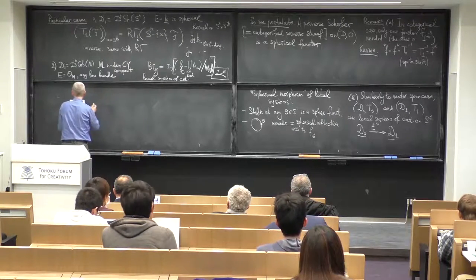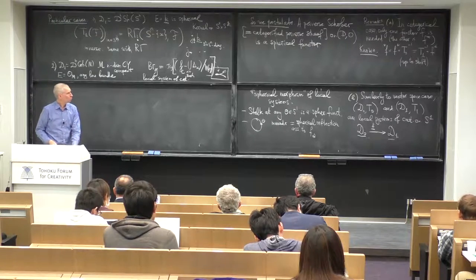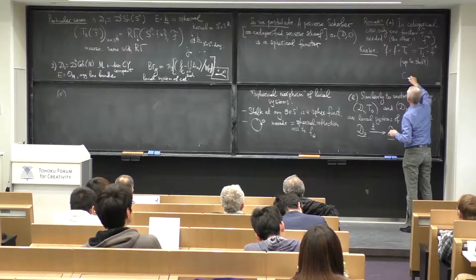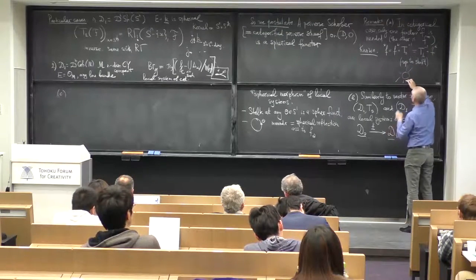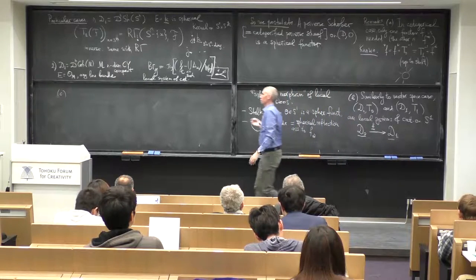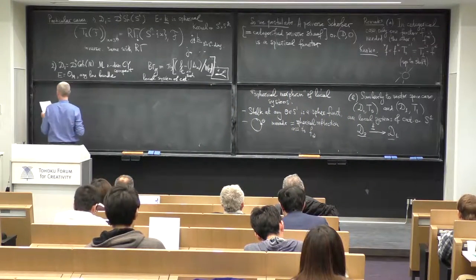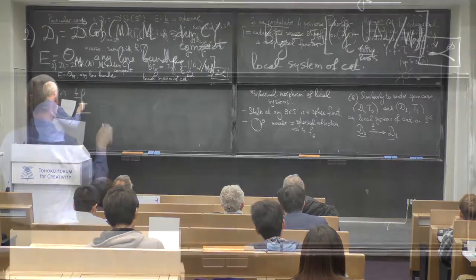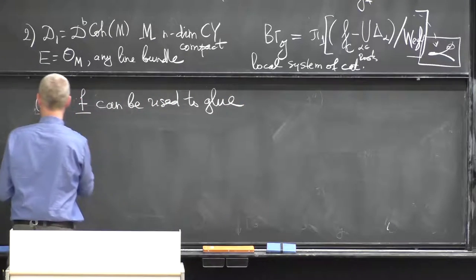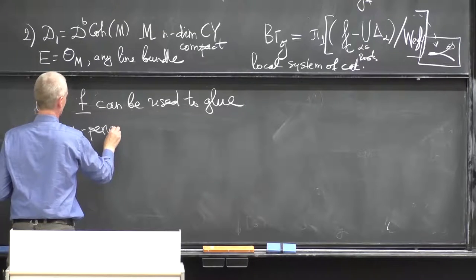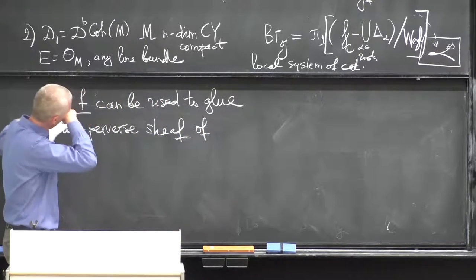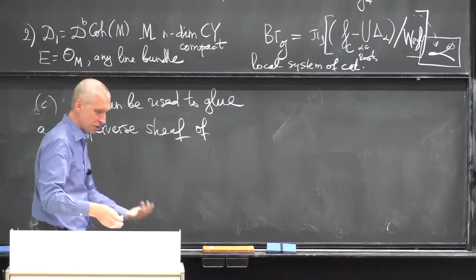And a slight modification of this remark, part C. We want to view this D1 as nearby cycles. When we say nearby cycles, it means that for a perverse sheaf, it would be the same as the stalk of the corresponding local system outside a small neighborhood of the point. We can also incorporate this: F underlined can be used to glue a non-perverse sheaf of categories. We don't know the general definition of a perverse sheaf of categories, but a non-perverse sheaf is an easy concept.